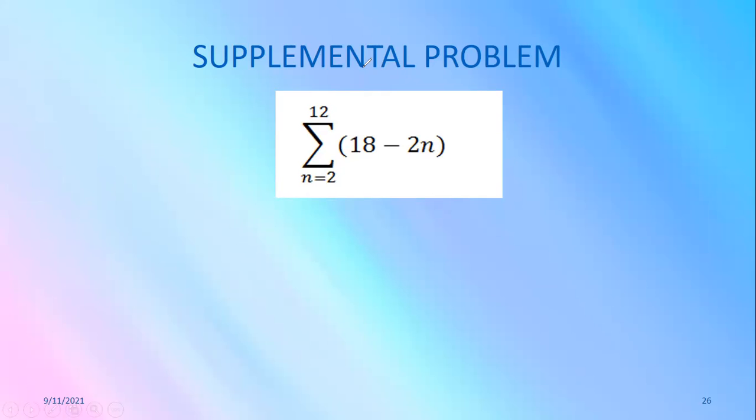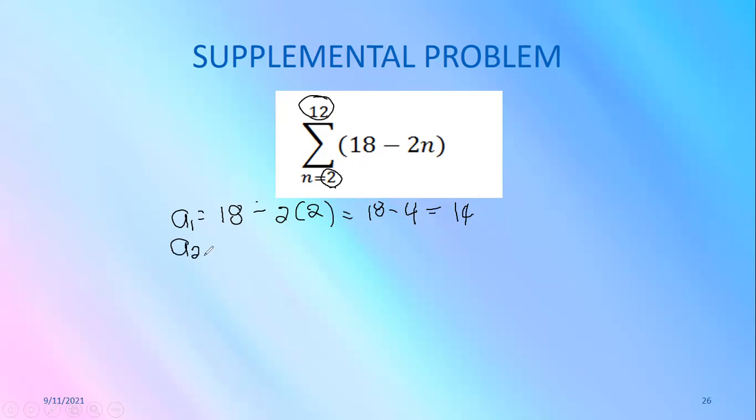So gamitin natin, kunin natin yung first term muna. So magsisilbing first term natin dito is ito. Ito yung nth term natin. Okay, yung first term natin, which is equal to 18 minus 2 multiplied by 2. Okay. So this is equal to 18 minus 4. So that's equal to 14.